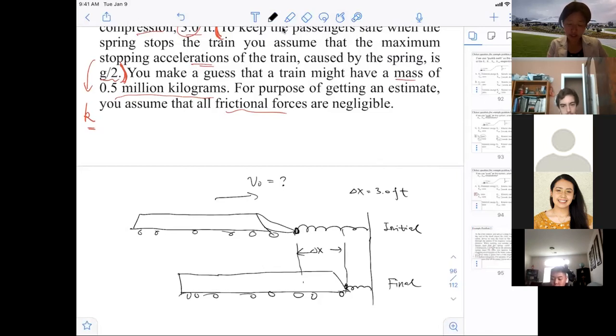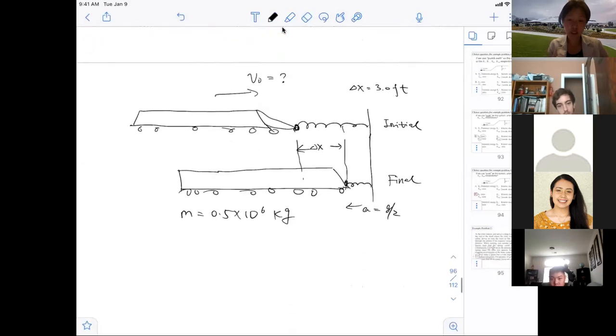What other information can I put on it? The mass, I didn't put it on yet. I could say 0.5 million kilograms. And also at this moment, I have an acceleration that is g/2. So I have put all the information given to me on my picture. All right, so let's not worry about the spring constant at this point. We'll figure that out later.